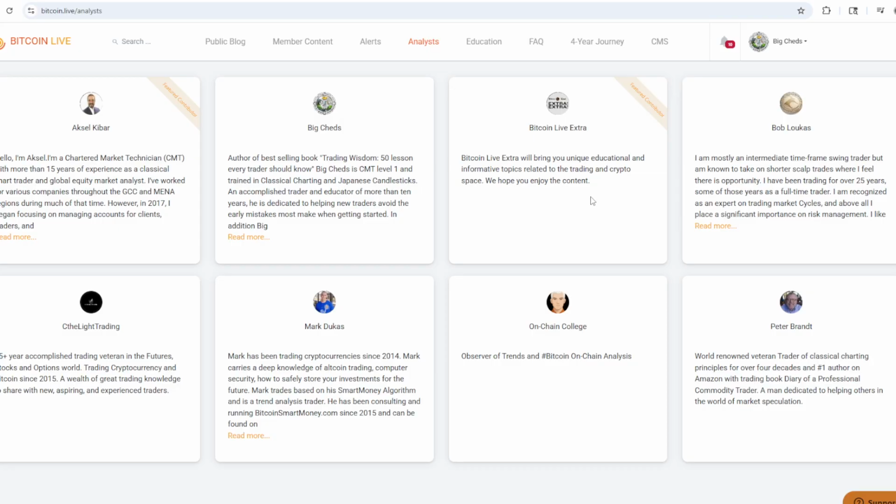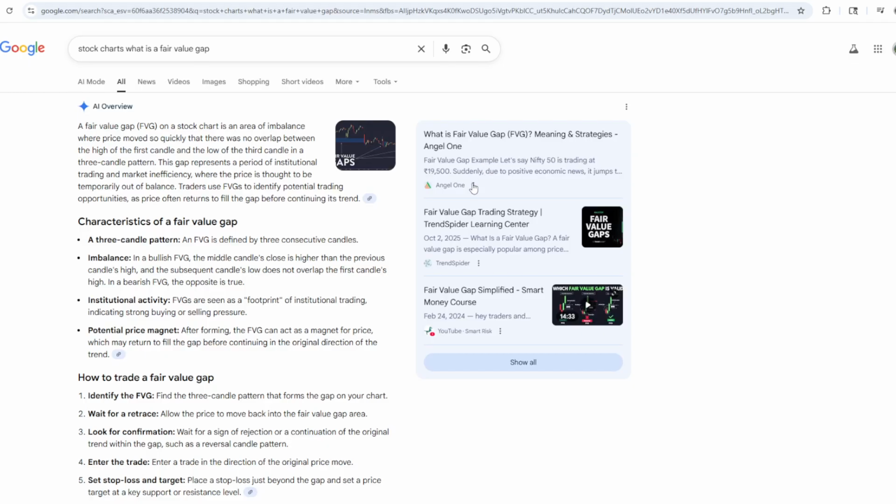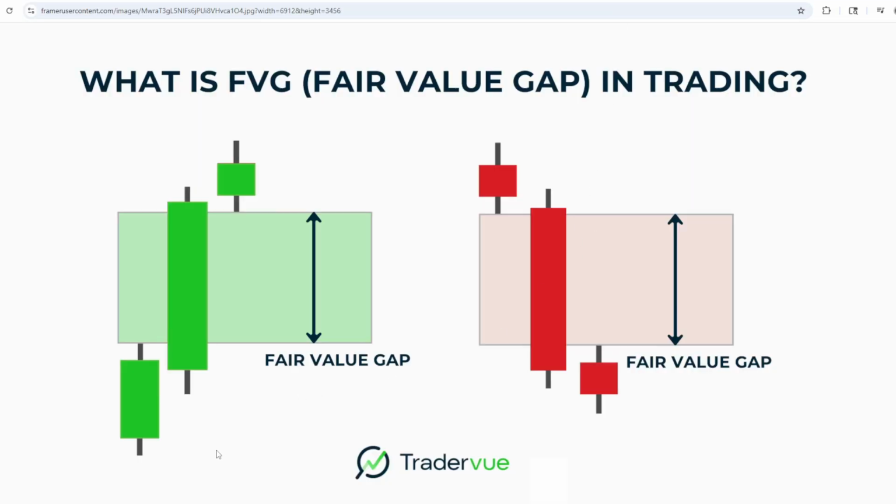For today's lesson, we're going to talk about a fair value gap, or an FVG. You can pause and read this, of course, at your own leisure, but I'll go ahead and show you a couple images. Here is a bullish fair value gap. Here is a bearish fair value gap. The concept is essentially an imbalance in the market, and it has a lot to do with institutional order flow driving the price.